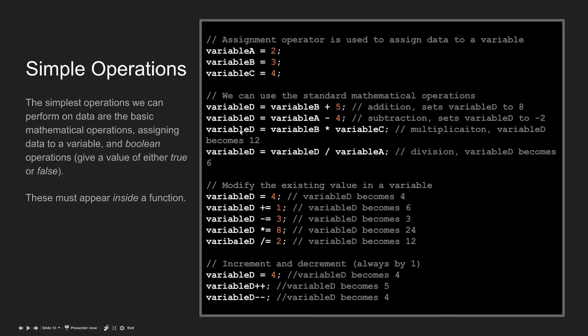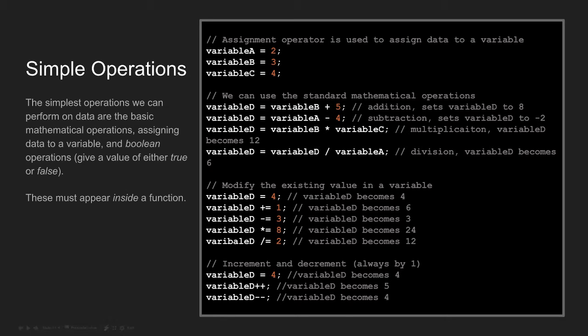in variable d. We can also use, in the third block down here, these operators to modify the variable value that's already in a variable. So we can add 1 with plus equals 1. We can multiply what's already in there by 8 with times equals 8, and so forth.